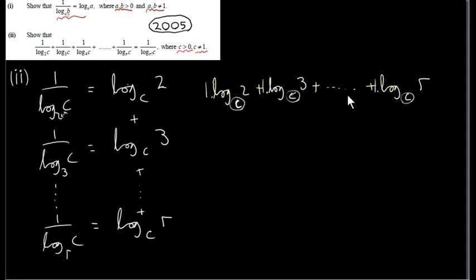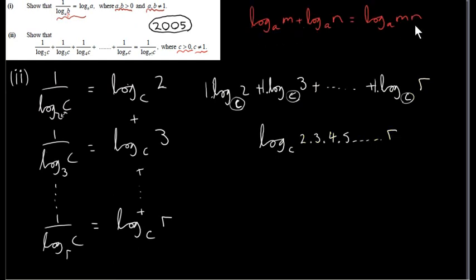We can use a rule for combining all of these into a single term. That rule tells us that we can write all of this as log to the base c of the product of all the arguments. That is 2 times 3 times 4 would be the next one if I had it written down, times 5, all the way up as far as r. We multiply all the arguments together.